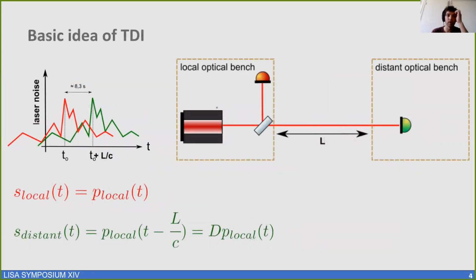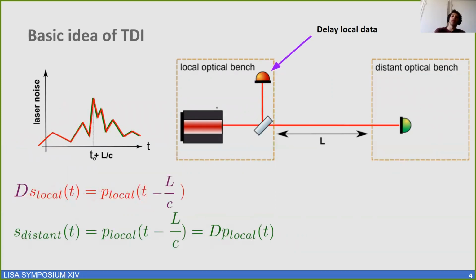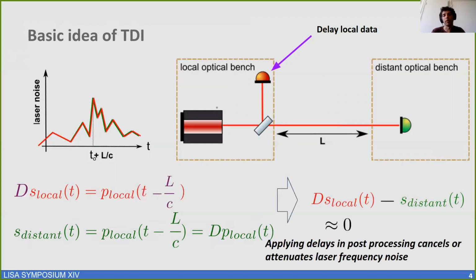To reduce this noise, we have what we call TDI, for time delay interferometry. You may know what TDI is, but here is the basic idea behind it. We have one noisy laser source, and we measure this noise in two different places: first on the local optical bench and second on the distant optical bench. So it's the same measurement, but with the distant optical bench it is delayed. The idea is to delay the local optical measurement, and then we can get a noise-free combination between these two delayed data streams, and we can reduce or cancel directly the laser frequency noise of our data stream.